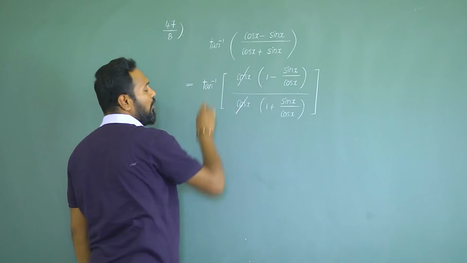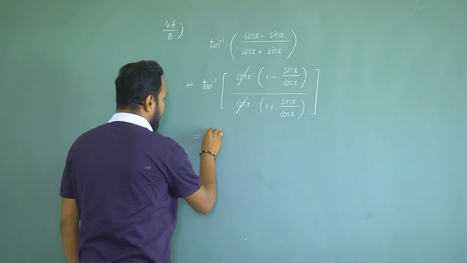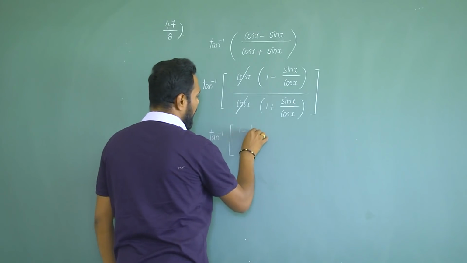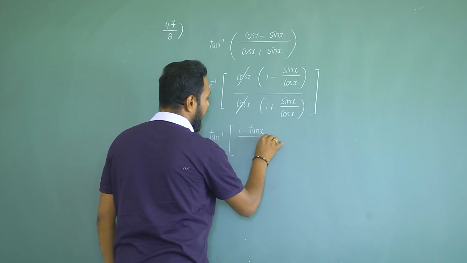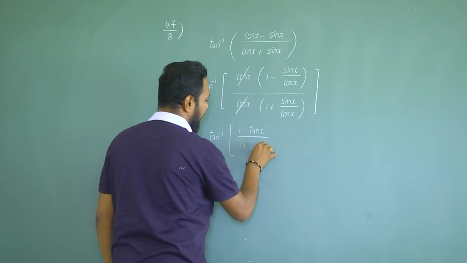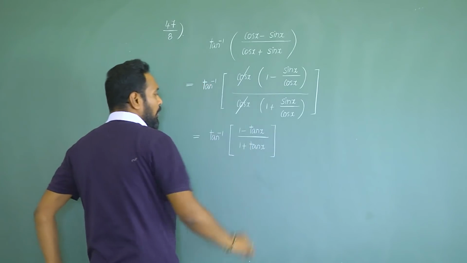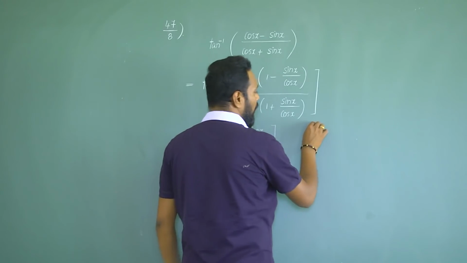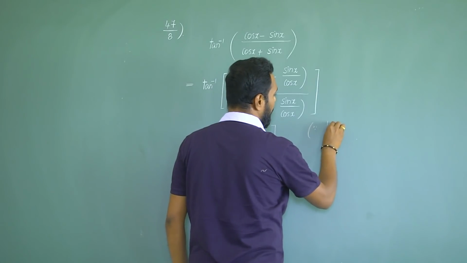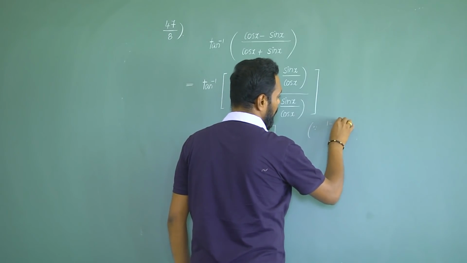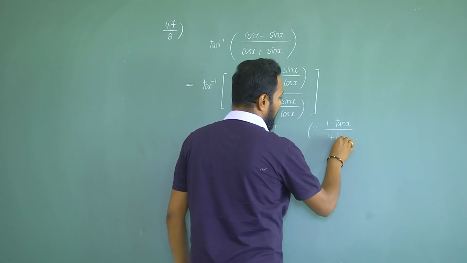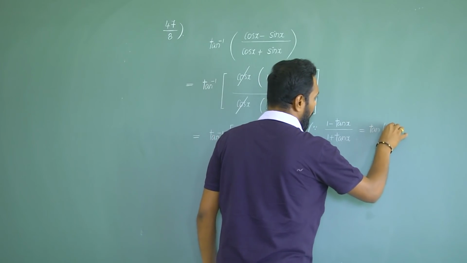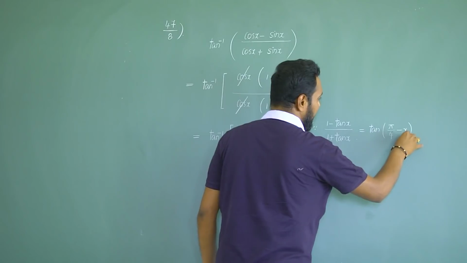If I cancel cos x, then it is tan inverse of (1 minus tan x) divided by (1 plus tan x). In first year trigonometry, you already learned that form, and we might have proved, (1 minus tan x) by (1 plus tan x) equals tan of (pi by 4 minus x).